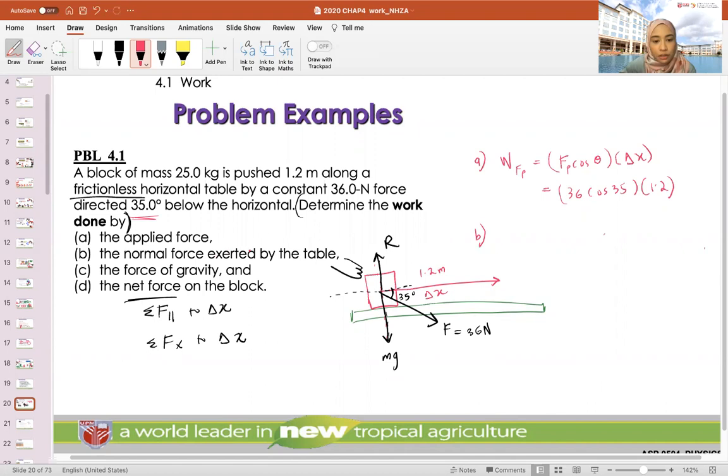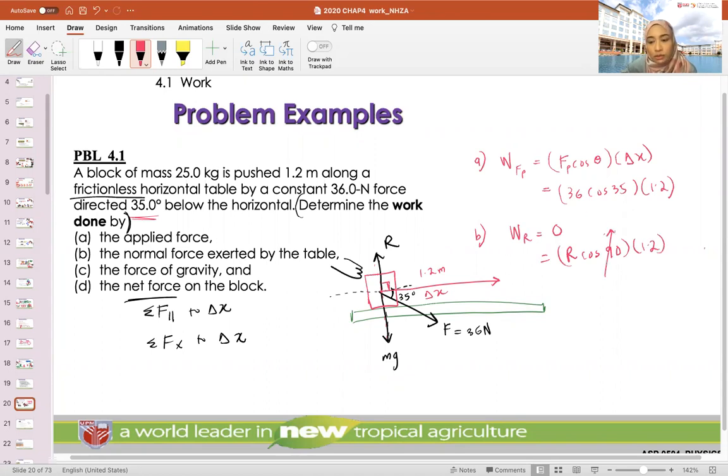B, the normal force exerted by the table. So this is the normal force. It is 90 degrees to the displacement. What do I know about this? What is the work done? 0. Is equal to 0. Or if you are feeling fancy, you can write the equation. So this is going to be R cosine 90 times delta X, 1.2. So this is still going to give you 0.